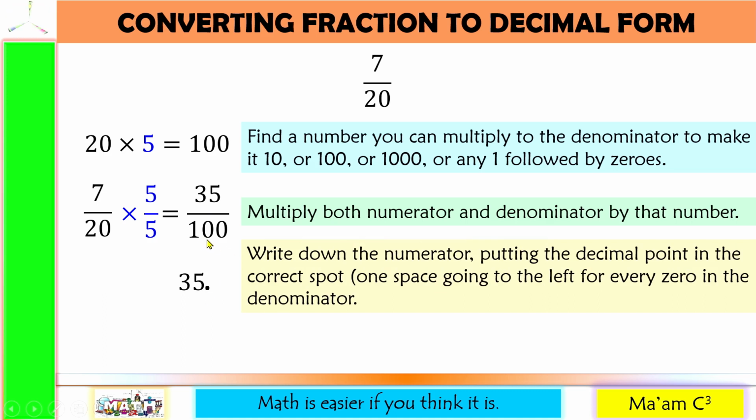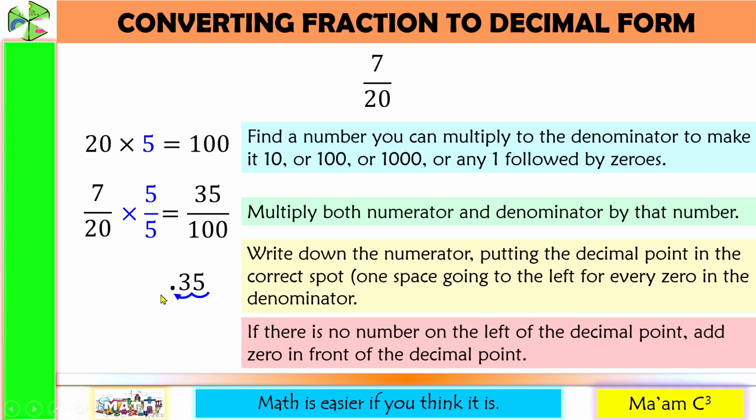Let us count the number of zeros in our denominator. We have 1, 2. So 2 spaces going to the left. 1, 2. Decimal point should be here. And let us place 0 in front of the decimal point. So 7 divided by 20 is equal to 0.35.